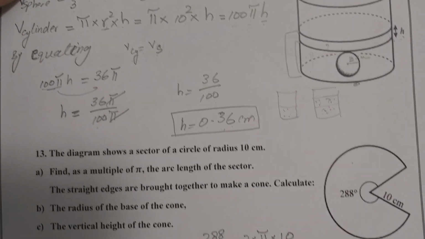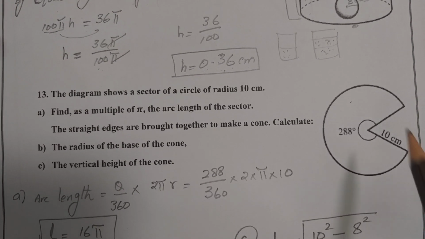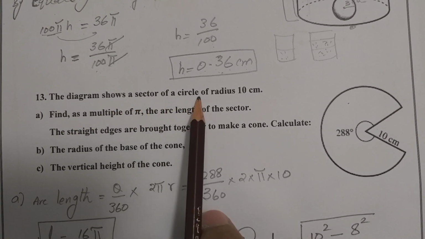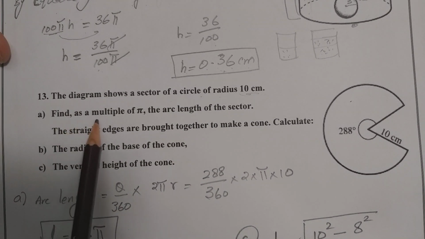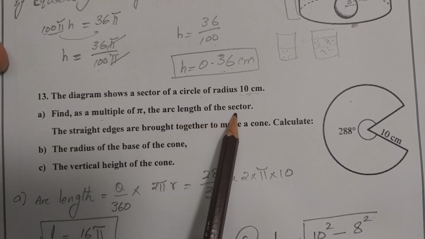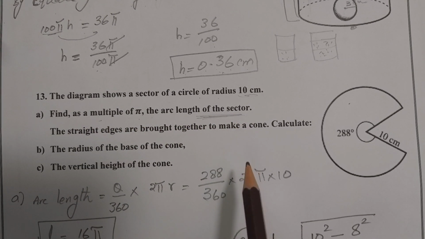Okay, go for the 13th question. In this question, we are given a sector. The diagram shows the sector of the circle of the radius 10 centimeter. He said find, as a multiple of pi, the arc length of the sector. We need to find the arc length of the sector here.